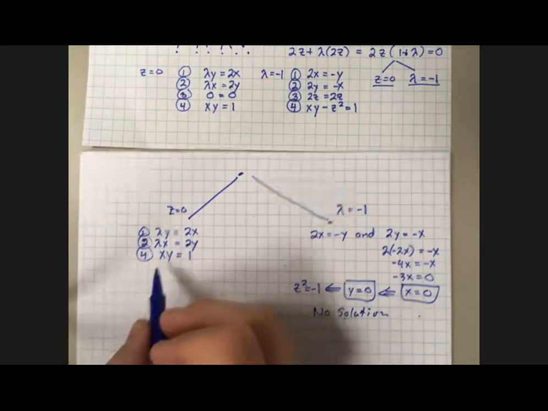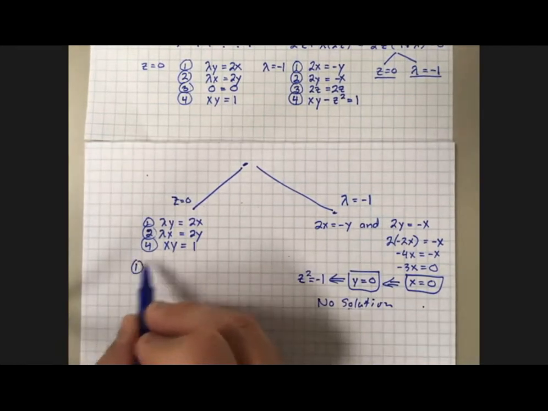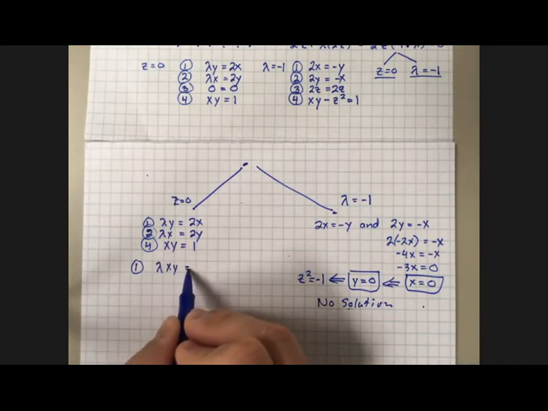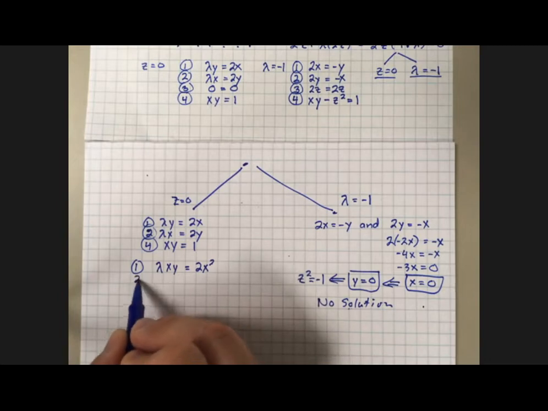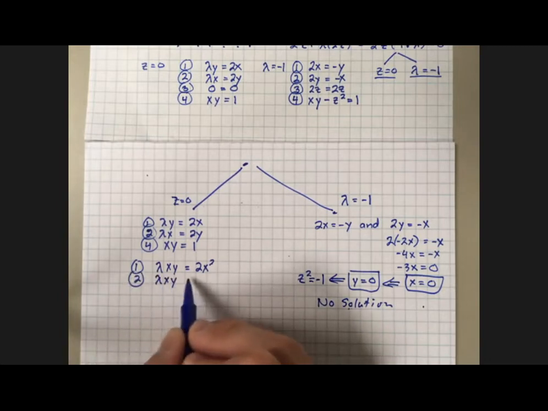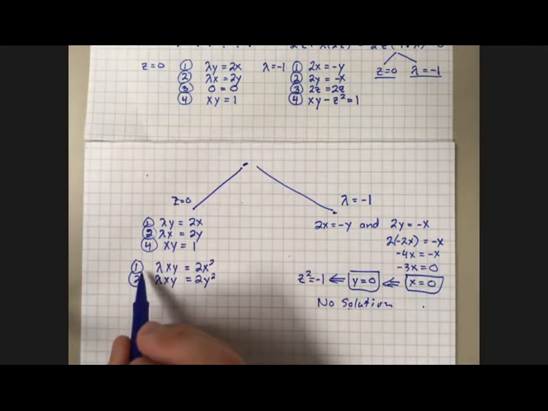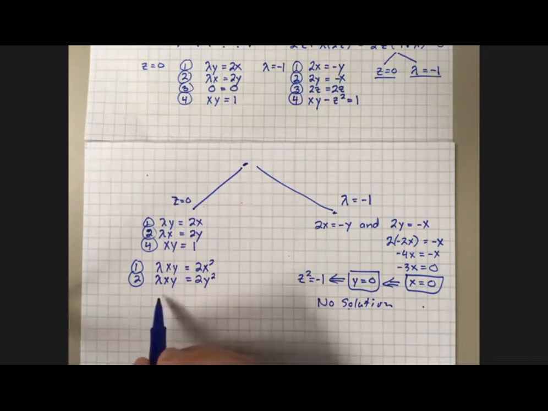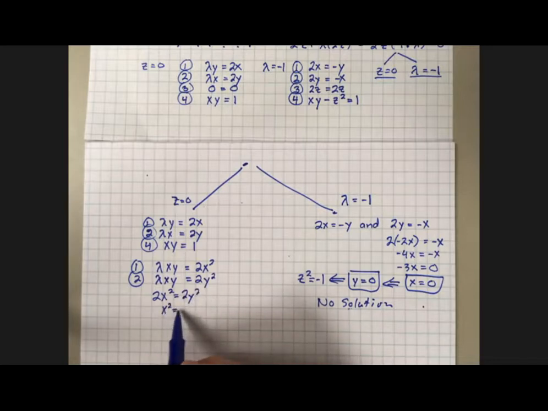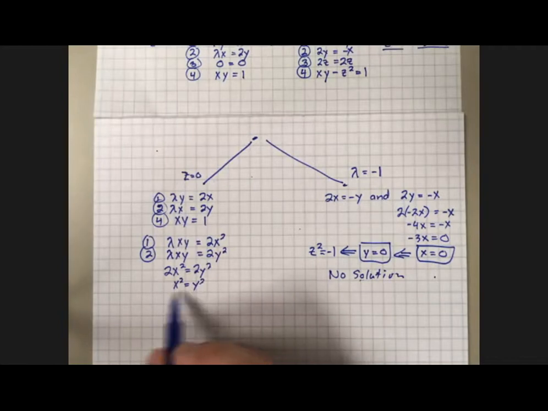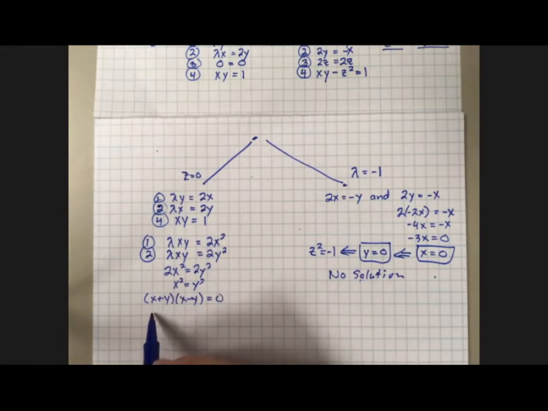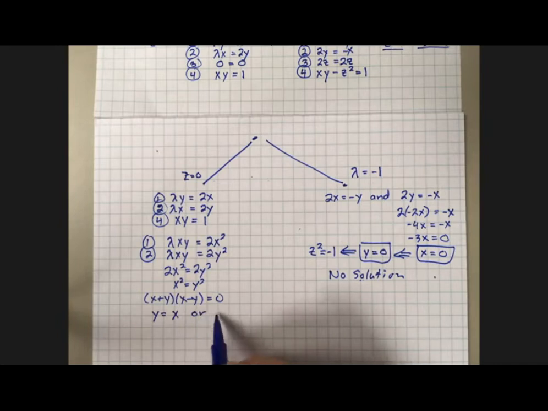I'd rather show you the trick that we talked about earlier. Let's take the first equation and multiply both sides by x. So I am not dividing. Second equation, multiply both sides by y. I'm creating factors, and factors create cases. Now I can equate lambda xy and lambda xy, and that says 2x squared equals 2y squared. Well, x squared equals y squared. And if you like, you can subtract y squared and factor that into x plus y times x minus y equals 0. Or you can say, I'll take the square root of both sides: absolute value of x is absolute value of y. But the result is either y is x or y is minus x.